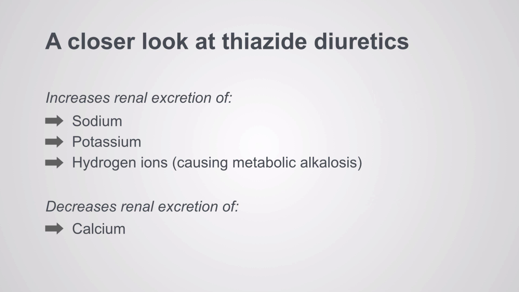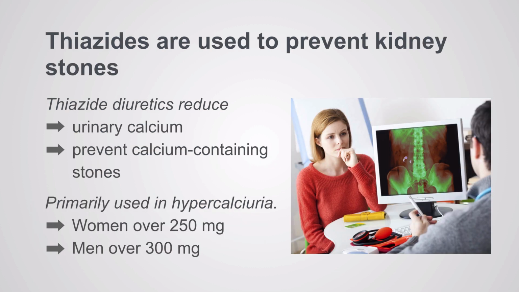Thiazide diuretics increase the renal excretion of sodium, like all diuretics, increase renal excretion of potassium, and increase excretion of hydrogen ions, causing metabolic alkalosis. Unique to the thiazide diuretics is they decrease renal excretion of calcium, lowering renal loss of calcium, which makes them useful to prevent kidney stones. We primarily use them to prevent calcium-containing stones, and they work best in patients that have primary hypercalciuria.